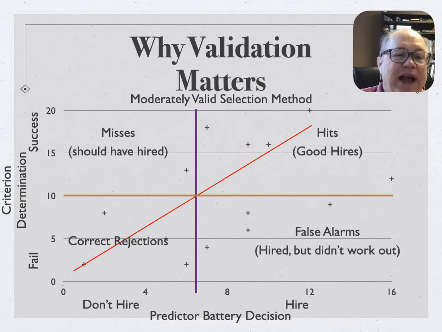So, why it matters? Well, because it allows us to make our best decisions. Going through this validation process allows us to see if our decision predictor decision point of, in this case, 7-ish, is a good point and is where it should be to optimally get the best overall decision accuracy and the best hiring decision accuracy.